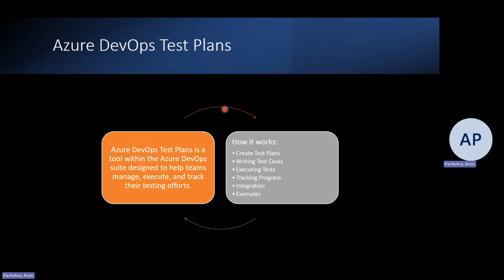So let's start with what is Azure DevOps Test Plans. Well, Test Plans is a tool within the Azure DevOps suite designed to help teams manage, execute, and track their testing efforts. That's what Test Plans helps us to do.